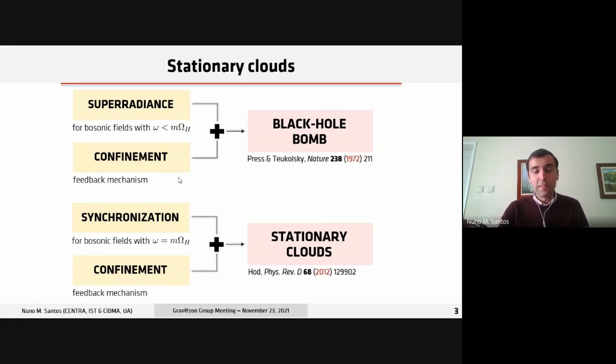But something special happens when the field and the black hole synchronize, in a sense, when that inequality turns into equality, so when omega equals m times capital omega h. In that case, bound states in the true sense, so bound states with vanishing imaginary part, can form.